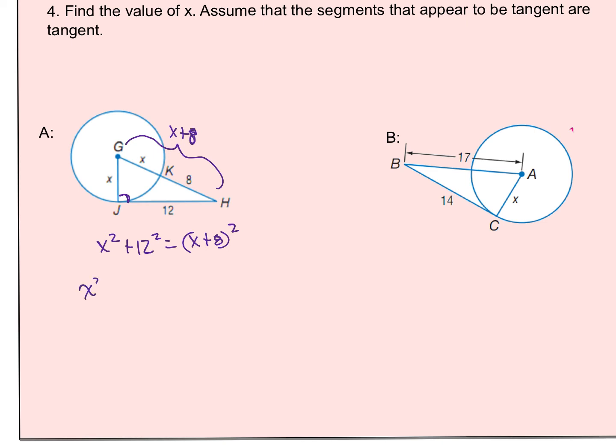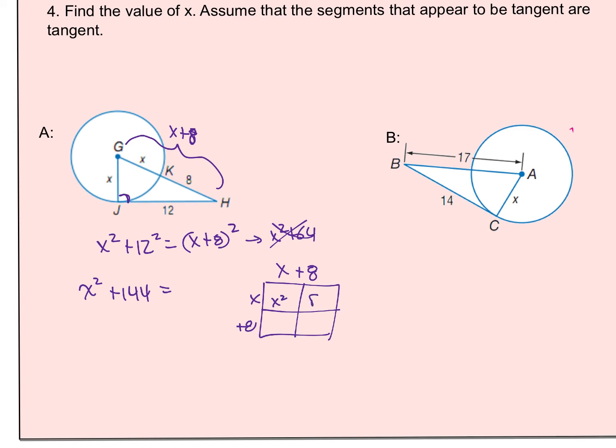Okay, so that becomes x squared. That becomes 144. This, okay, I'll tell you right now, the wrong answer is x squared plus 64. That is the incorrect answer. What I need to do is, some people draw the box, some people do double distribution. X squared, 8x, 8x, 64. So that becomes x squared plus 16x plus 64. All I'm doing is adding those like terms.